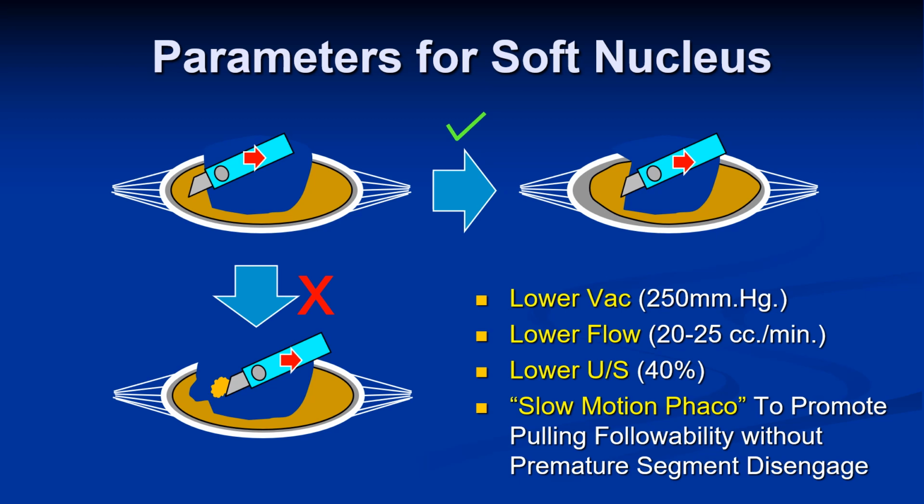If we use high parameters and pull too fast, the segment at the holding site will break, and we will lose the segment. Pulling should be slow and gentle.